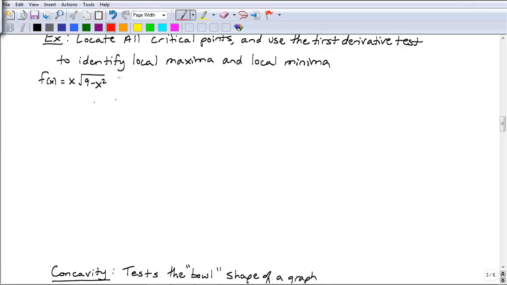I'm going to rewrite it so it's a little easier to take the derivative of. Because to take the derivative I need the product rule, and the chain rule too. The product rule is what I have to use to start this off. Take the derivative of u, I get 1. Take the derivative of v, now this is the chain rule. I get 1/2 (9 minus x squared) to the negative 1/2 times negative 2x.